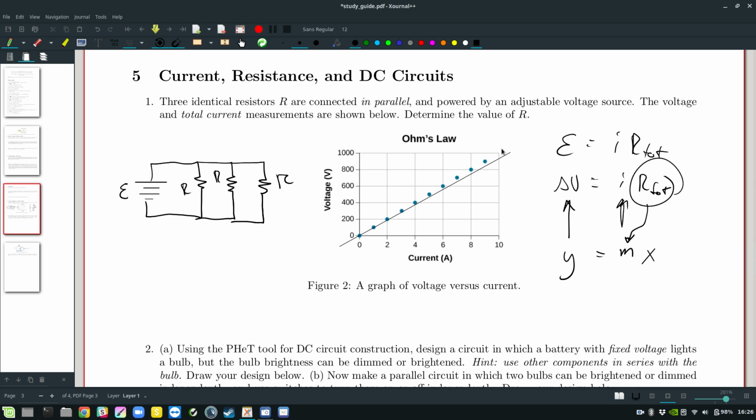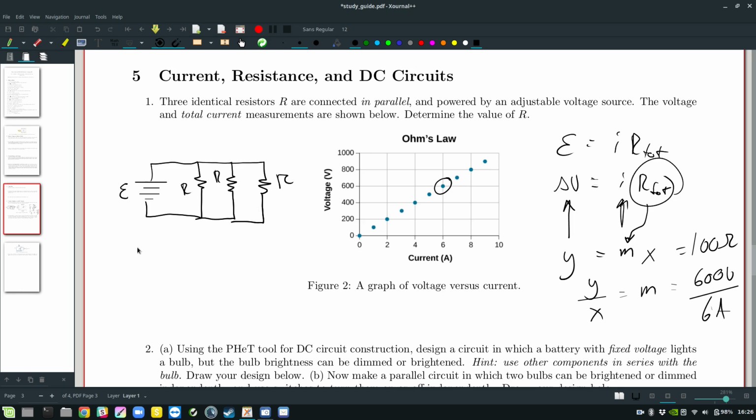All we have to do is extract the slope. It's not hard. The data is quite linear. So let's go ahead and look at this particular point. If it's 600 volts divided by 6 amps, then I think the slope, which is y divided by x in this case, that's 600 volts divided by 6 amps, and so it looks like 100 ohms is the total resistance. So just remember our total is 100 ohms, but remember these are three identical resistors connected in parallel.